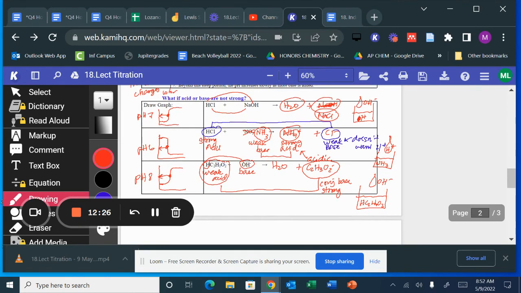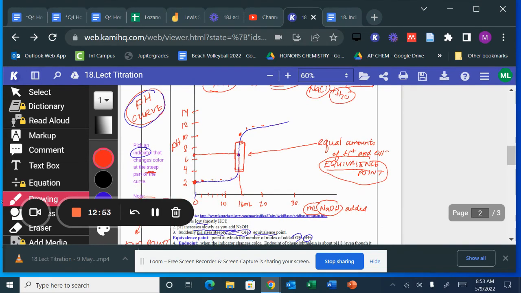Here we learned about the different scenarios. If both are strong, your pH will be at 7. If one of them is weak, then whatever is weak will make something strong. A weak base makes a strong acid, so it'll be acidic. Here you have a weak acid turn into a strong conjugate base, so it will be basic.